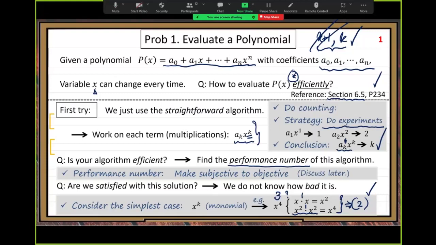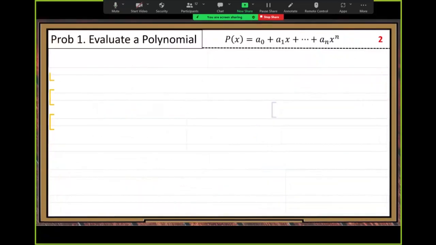Okay? So this simple example tells us we have more room to improve our first solution. We have some rule: if we explore very hard, we have some chance to get a better solution. Think about that. All right. So let's put more effort on the improvement.